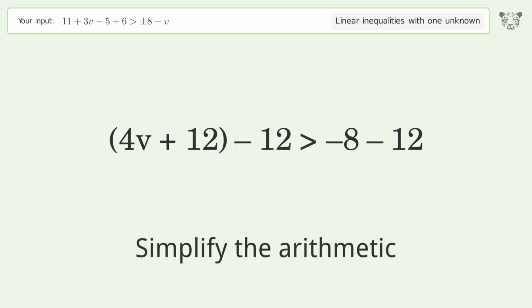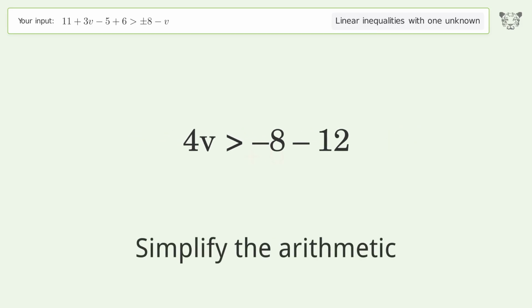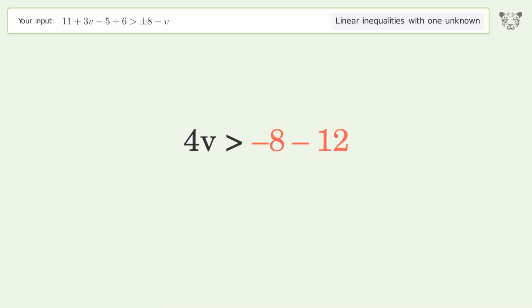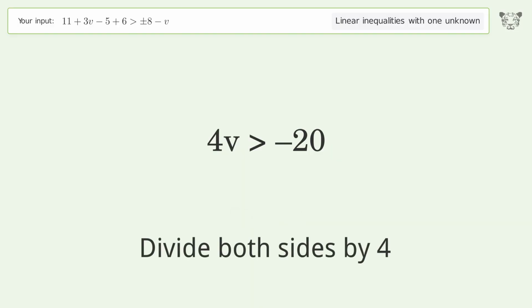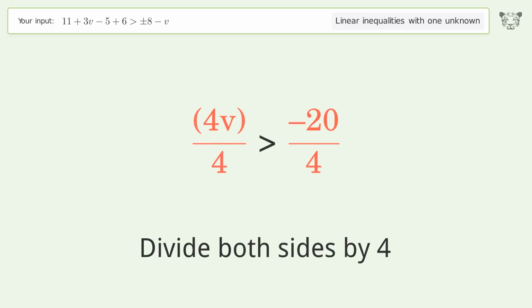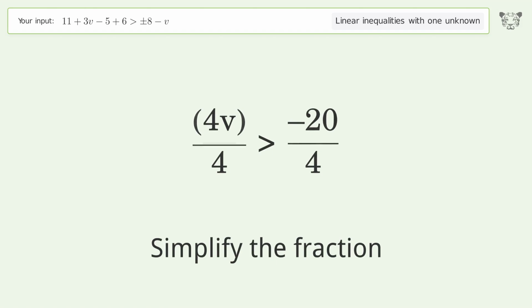Simplify the arithmetic. Isolate the v. Divide both sides by 4. Simplify the fraction.